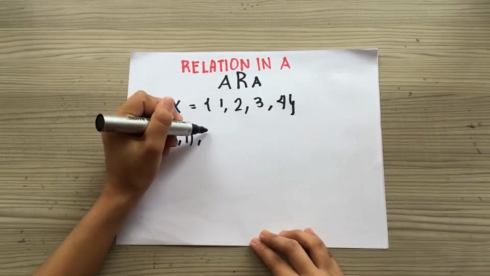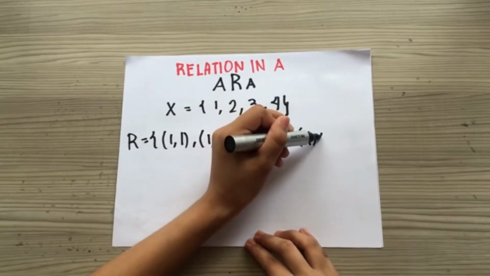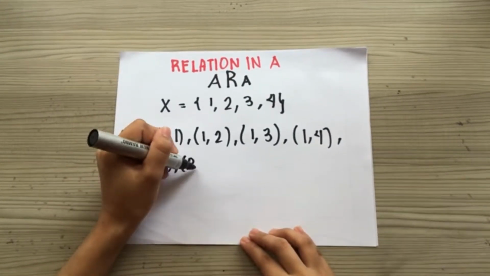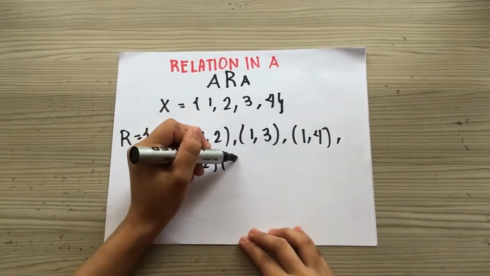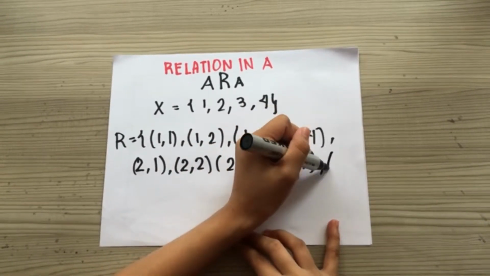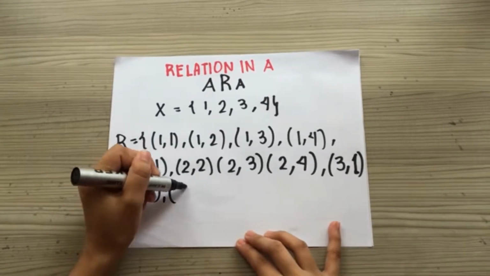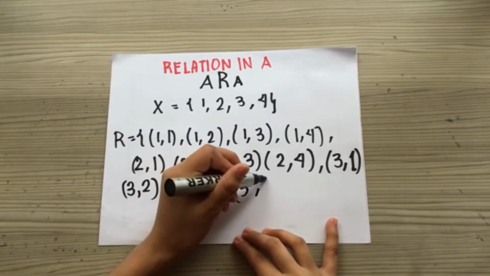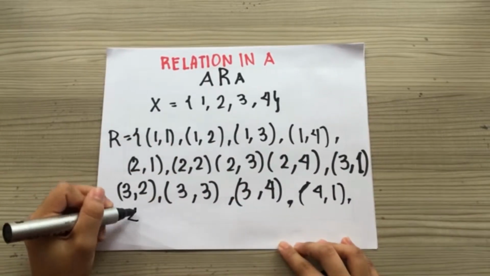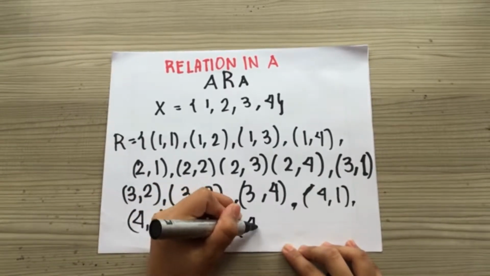(1, 1), (1, 2), (1, 3), (1, 4), (2, 1), (2, 2), (2, 3), (2, 4), (3, 1), (3, 2), (3, 3), (3, 4), (4, 1), (4, 2), (4, 3), and (4, 4).